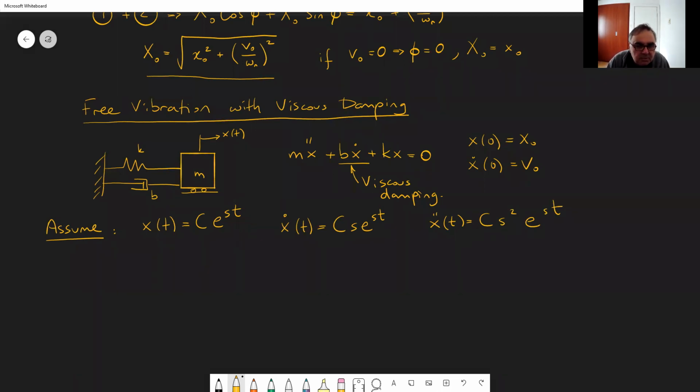Substitute it into the original equation. If you put it back, you will get m c s squared e to the st plus b c s e to the st plus k c e to the st equals 0, right?